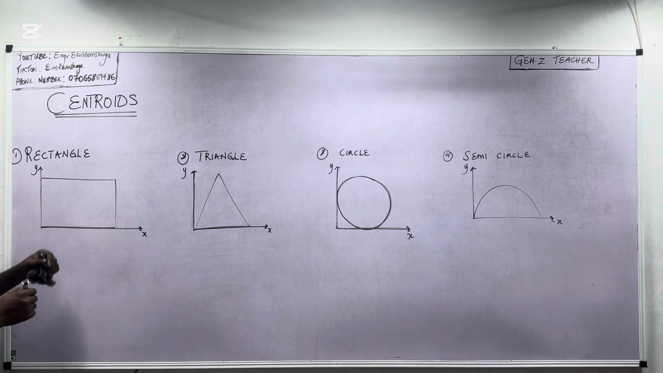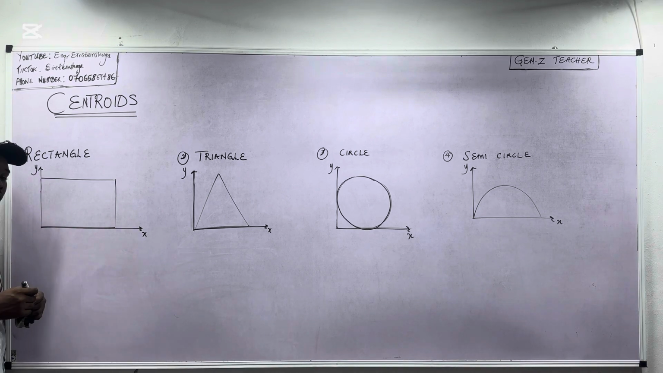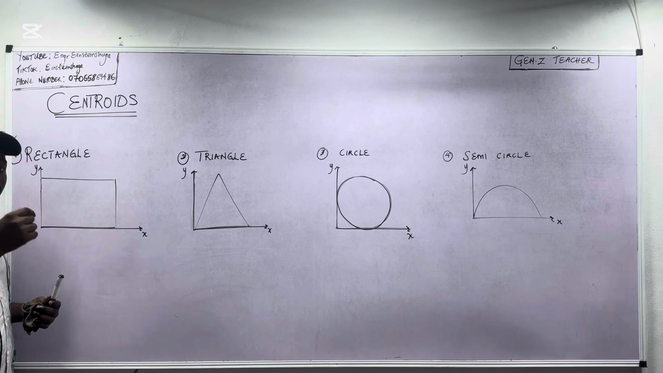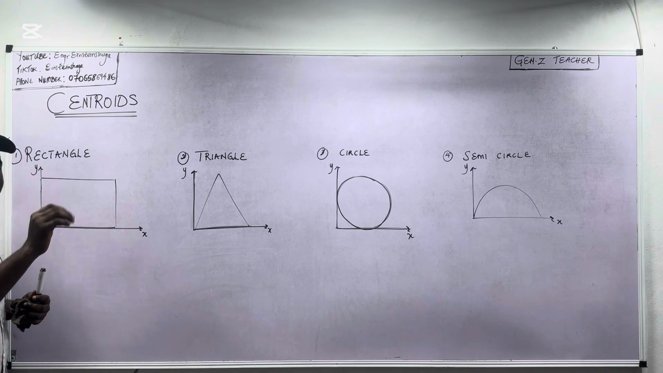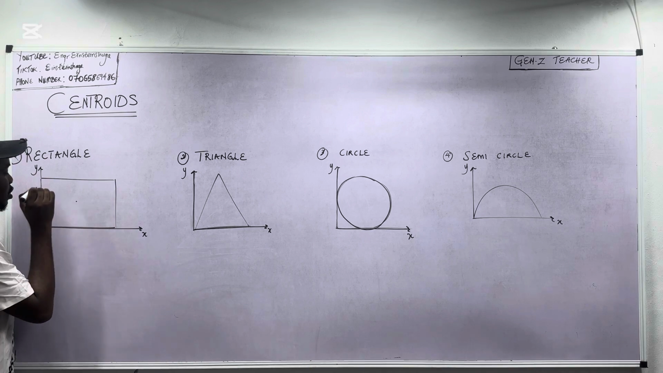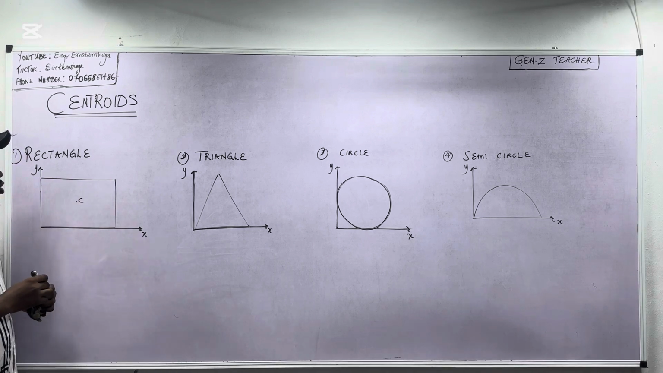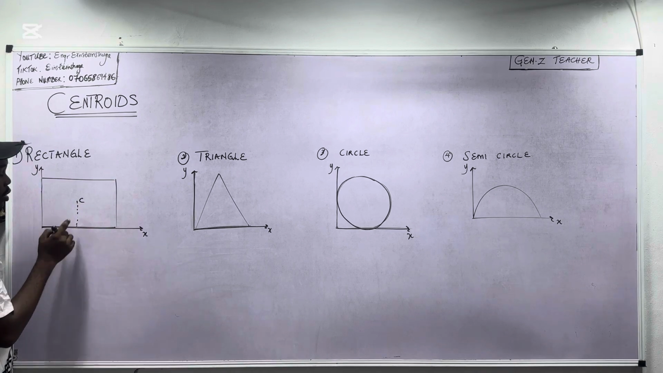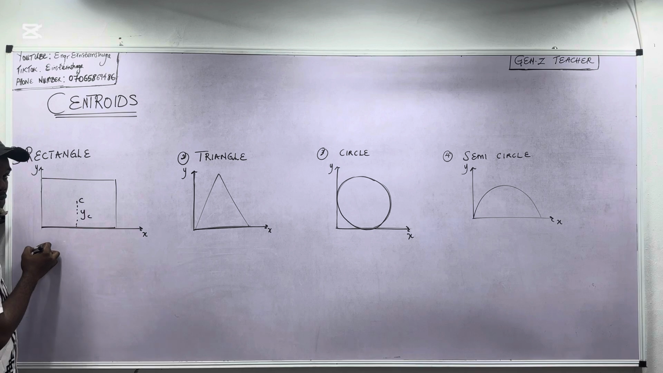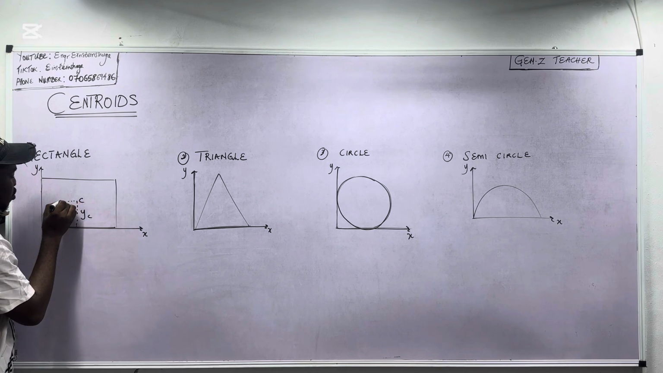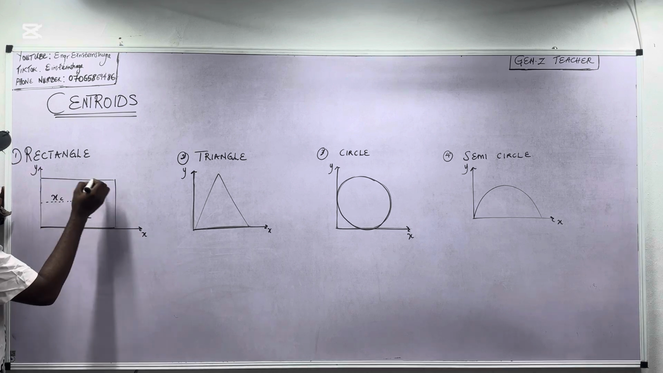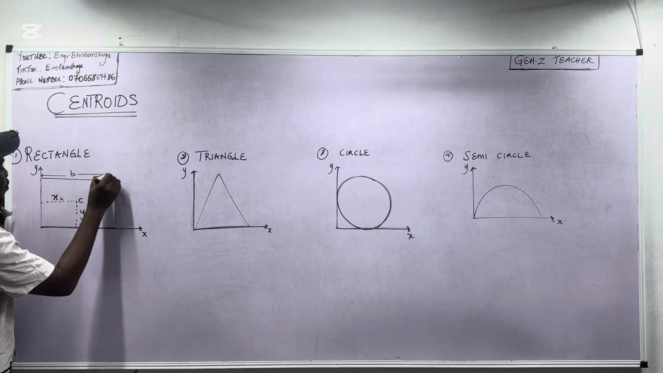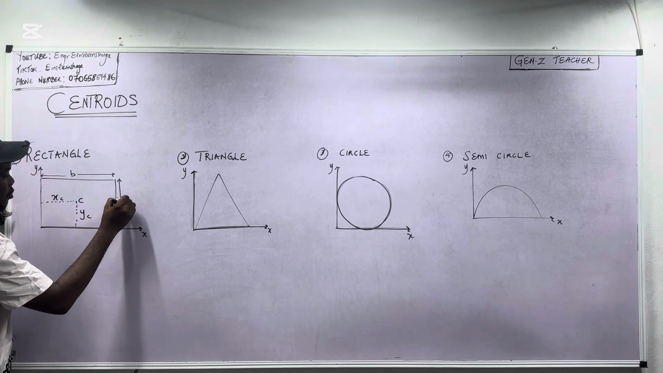Now, quickly, for the rectangle, I will say before, the centroid is the distance from the center, meaning we must first locate the center. So if I say this should be the center of this rectangle, then that is the centroid. The distance from the centroid to the x-axis is called the y-centroid, while the distance from the centroid to the y-axis is called the x-centroid. Now recall this rectangle has a base b and a height h.